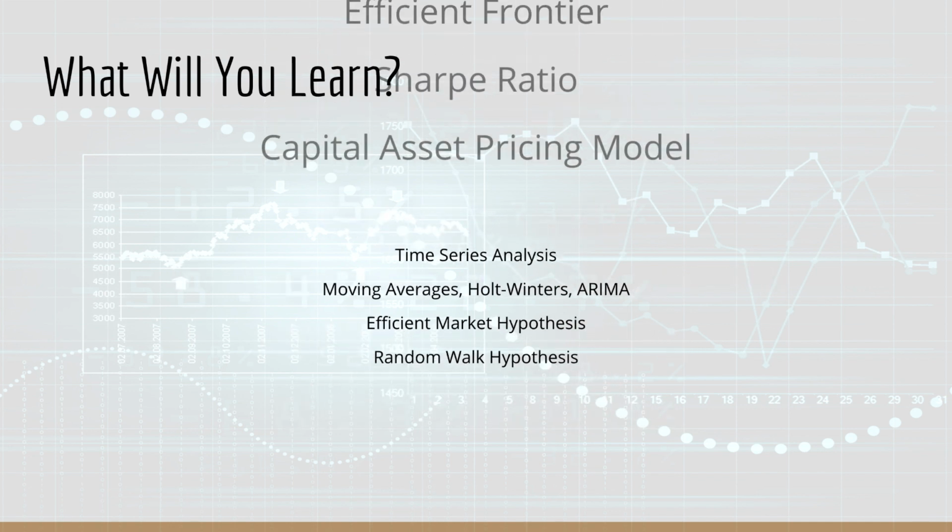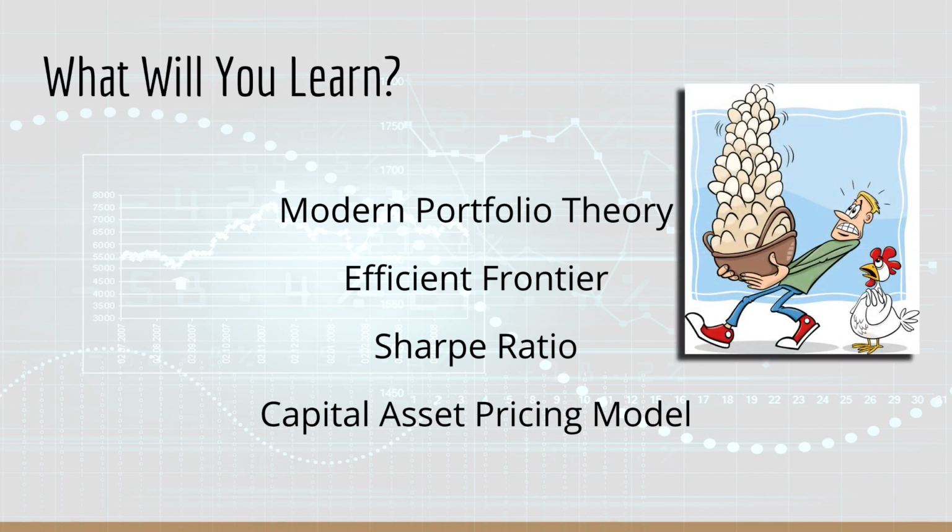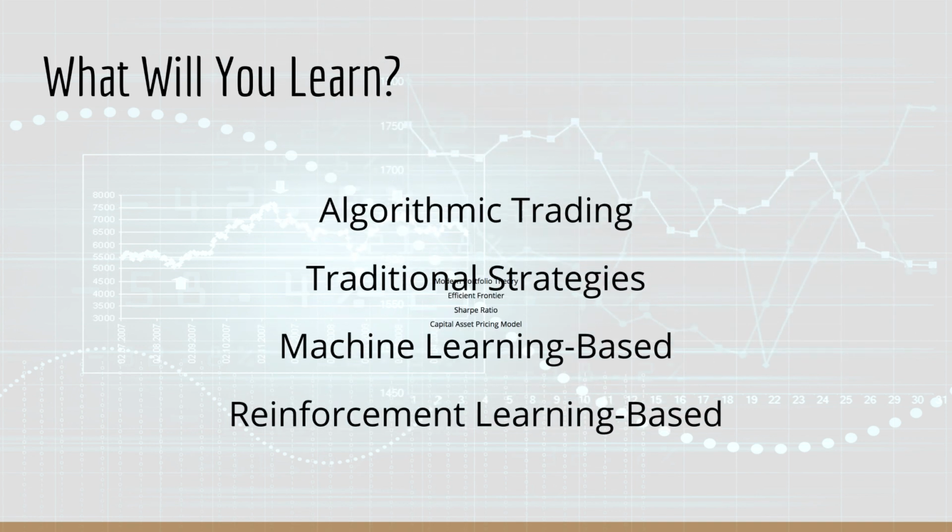Next, we'll learn about modern portfolio theory. This is the financial engineer's version of don't put all your eggs in one basket. In this section, you'll learn about more fundamental concepts, such as the efficient frontier, the Sharpe ratio, and the capital asset pricing model. Finally, we'll look at algorithmic trading.